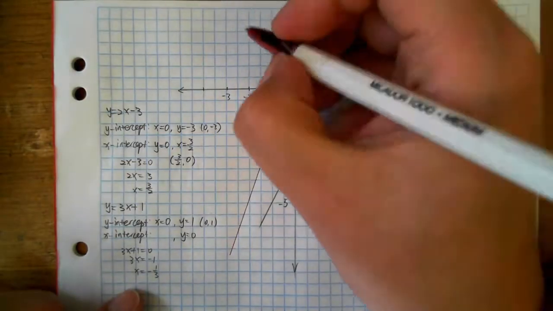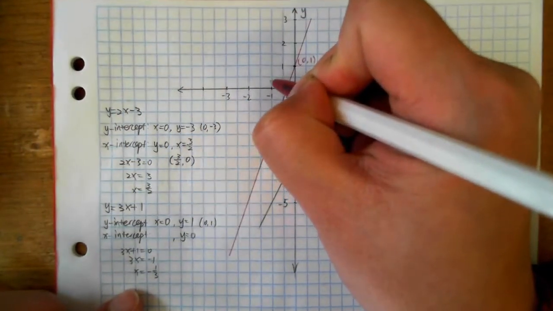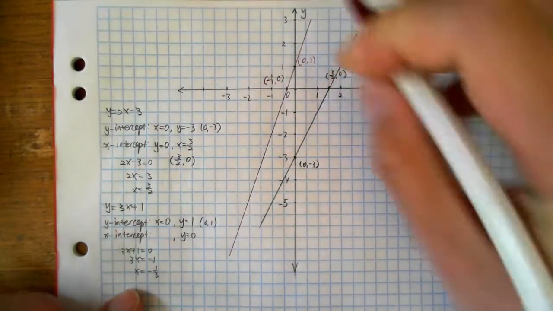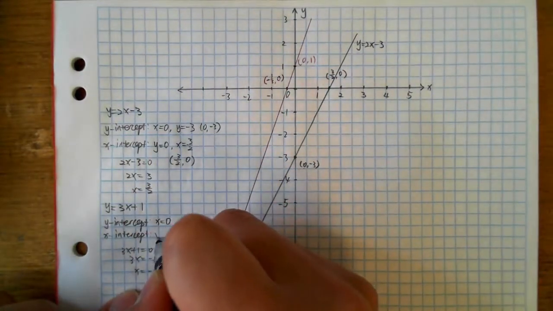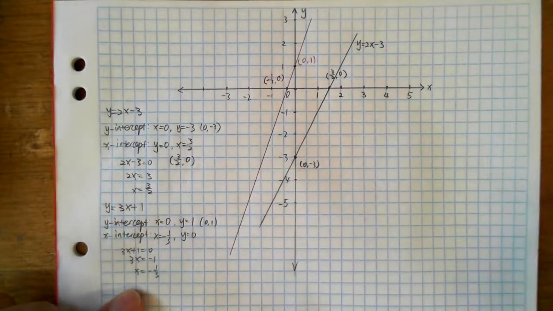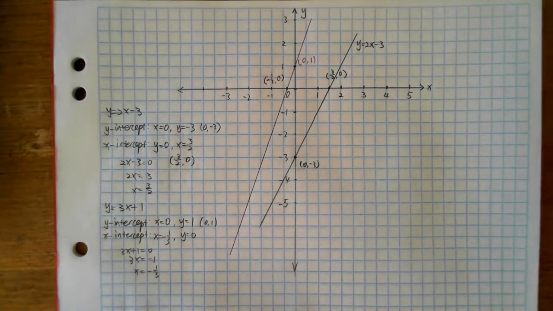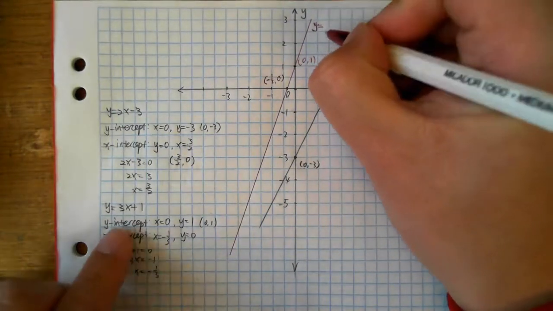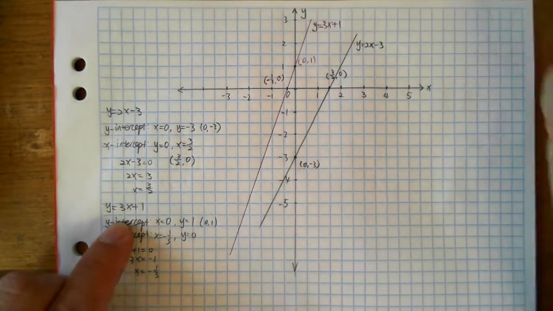So this is negative 1 over 3, 0. Okay. So don't forget, you need to write y equals 3x plus 1.